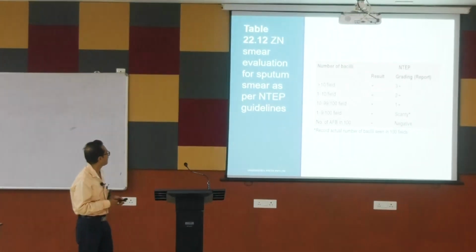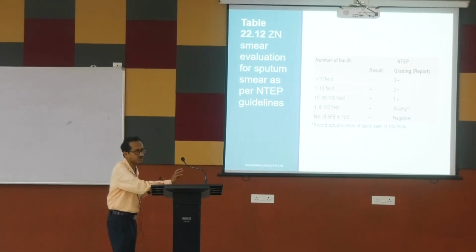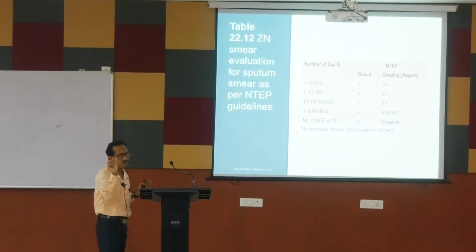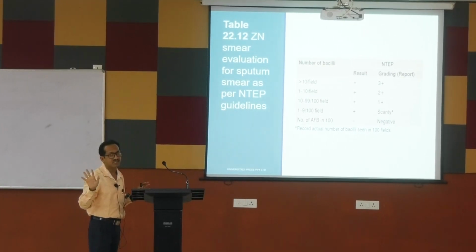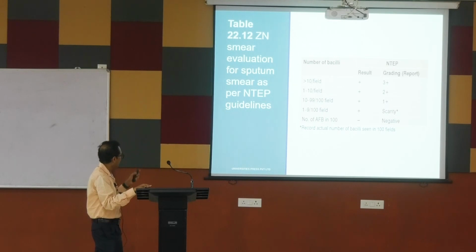Now this is again the grading. More than 10 per field is 3 plus. So if you get a clump of bacilli, it is 3 plus. Whenever you see a clump of bacilli in a field or in other fields, that is 3 plus. Then 1 to 10 per field is 2 plus. 10 to 19 per 100 fields means 1 bacilli per field, that is 1 plus. And 1 to 9 bacilli per 100 fields is scanty.